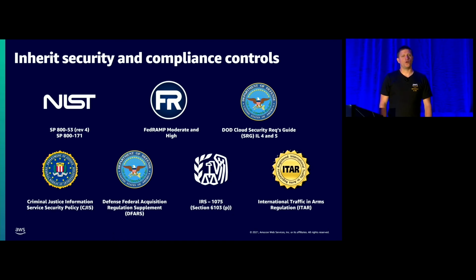Up next, we have Criminal Justice Information Systems Security Policy, or CJIS. This is governed by the Department of Justice and pertains to protecting law enforcement data and information systems. Up next, we also have DFARS, or the Defense Federal Acquisition Regulation Supplement. It is an extension of the Federal Acquisition Regulation, FAR, that focuses on defense contractors for the DoD. It comes with a number of compliance requirements around incident response and compliance.